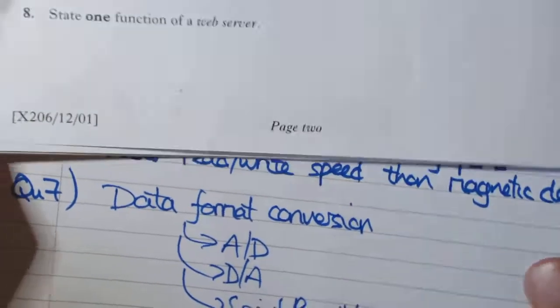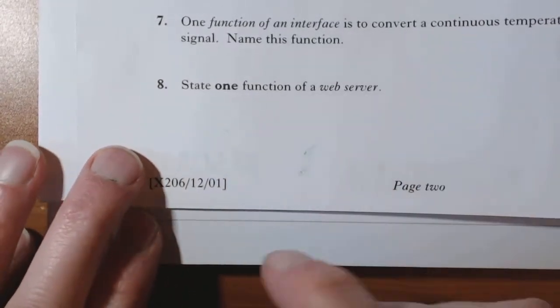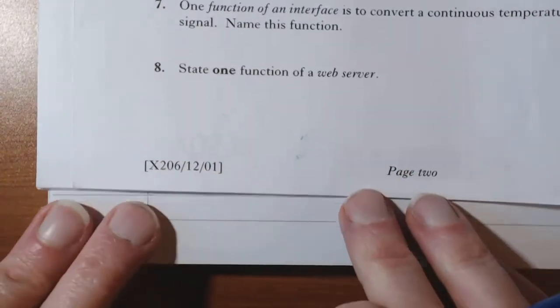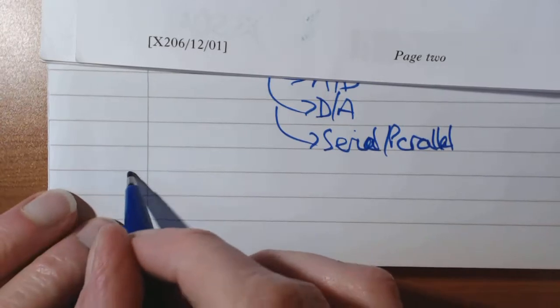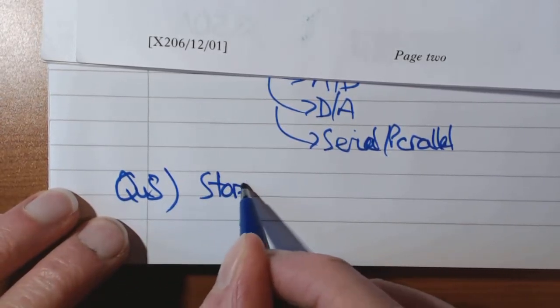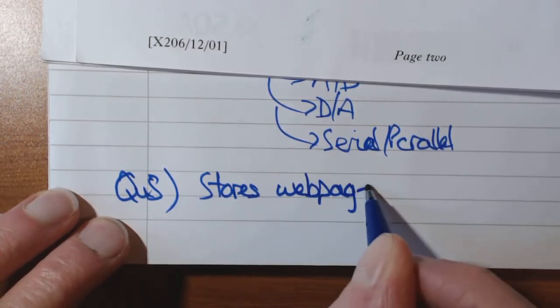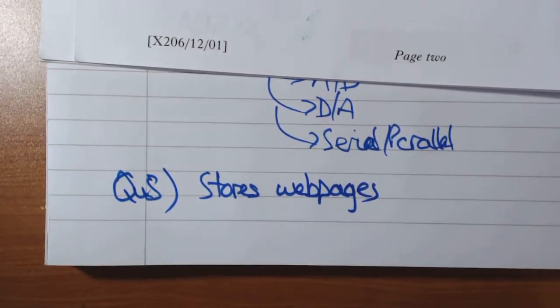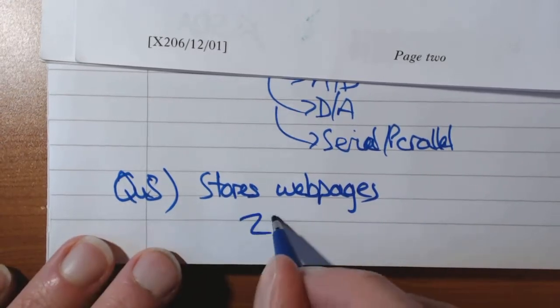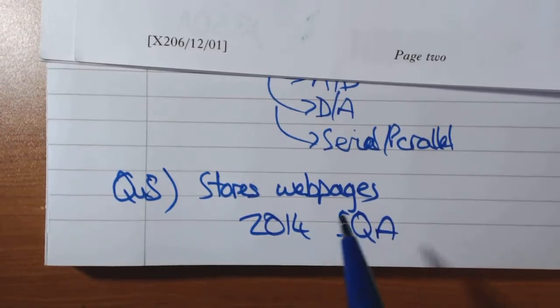Right, and I'll squeeze this on that page. Right, what's one function of a web server? Right, well, the main one is just to store web pages. Stores web pages. So this is a past paper, you all got handed this out. If you don't have it, remember it's 2014, just go into the SQA site. Okay, so that's us in question 8.